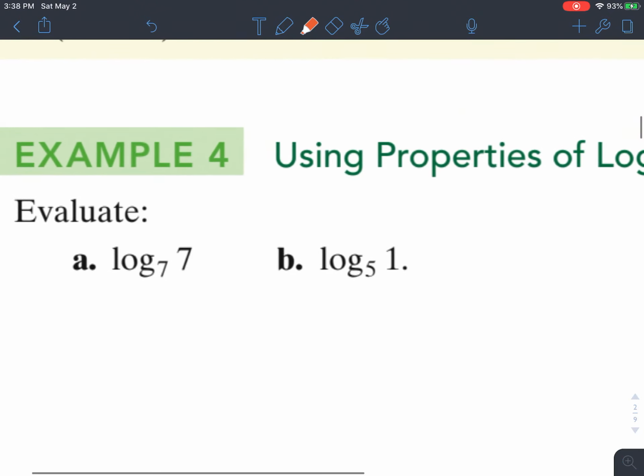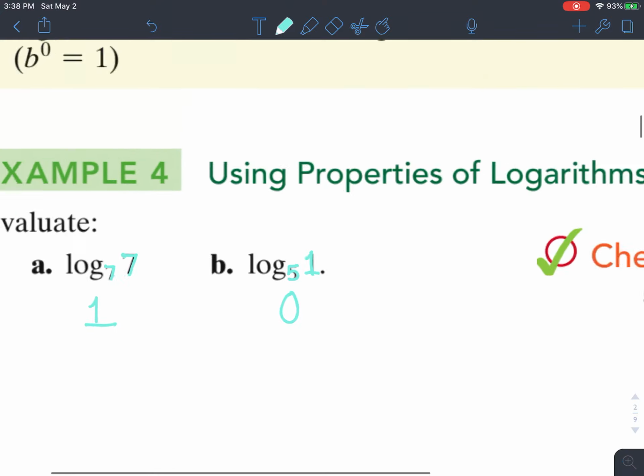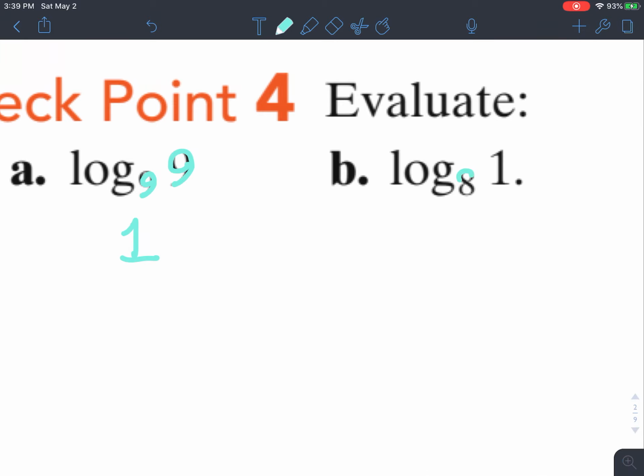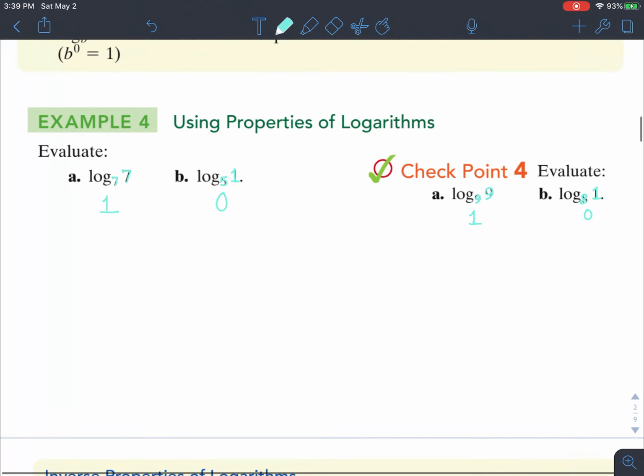Okay, let's practice some of those. So log base 7 of 7, if this matches this, the answer is 1. Log base anything of 1 is 0. End of story. As long as the base of the log matches what's called the argument, they kind of cancel and you get a 1. And log base anything of 1 is 0. So those are important ones to remember.